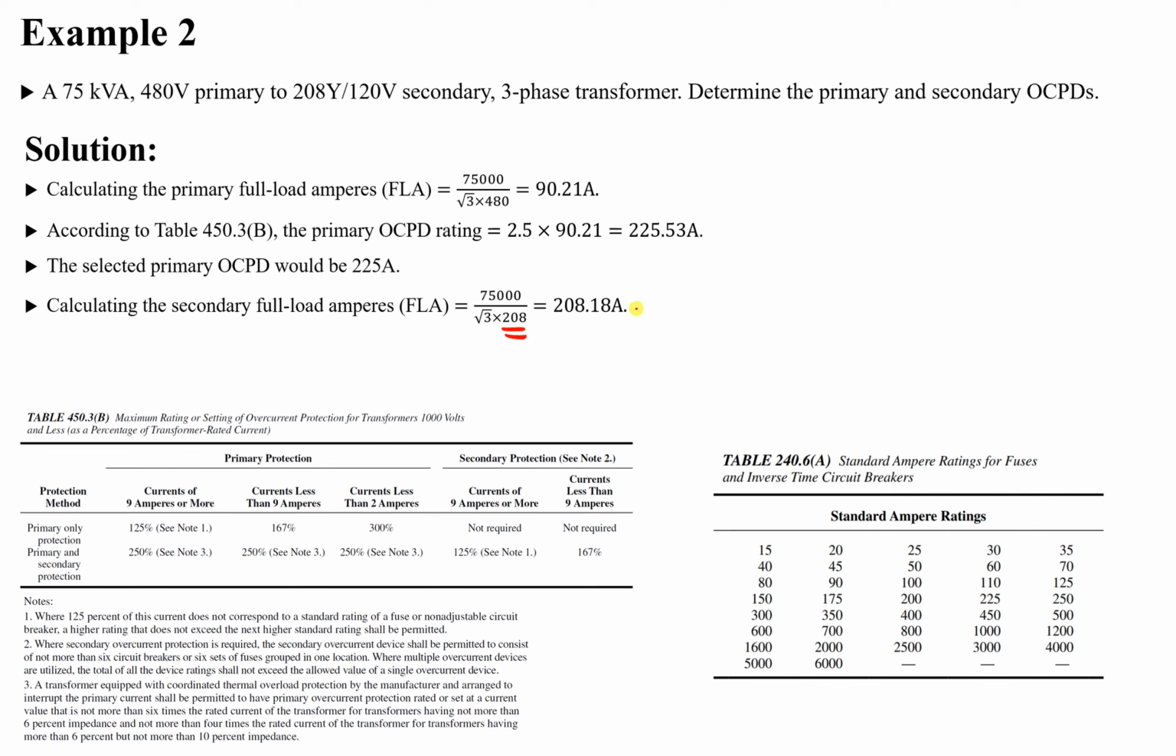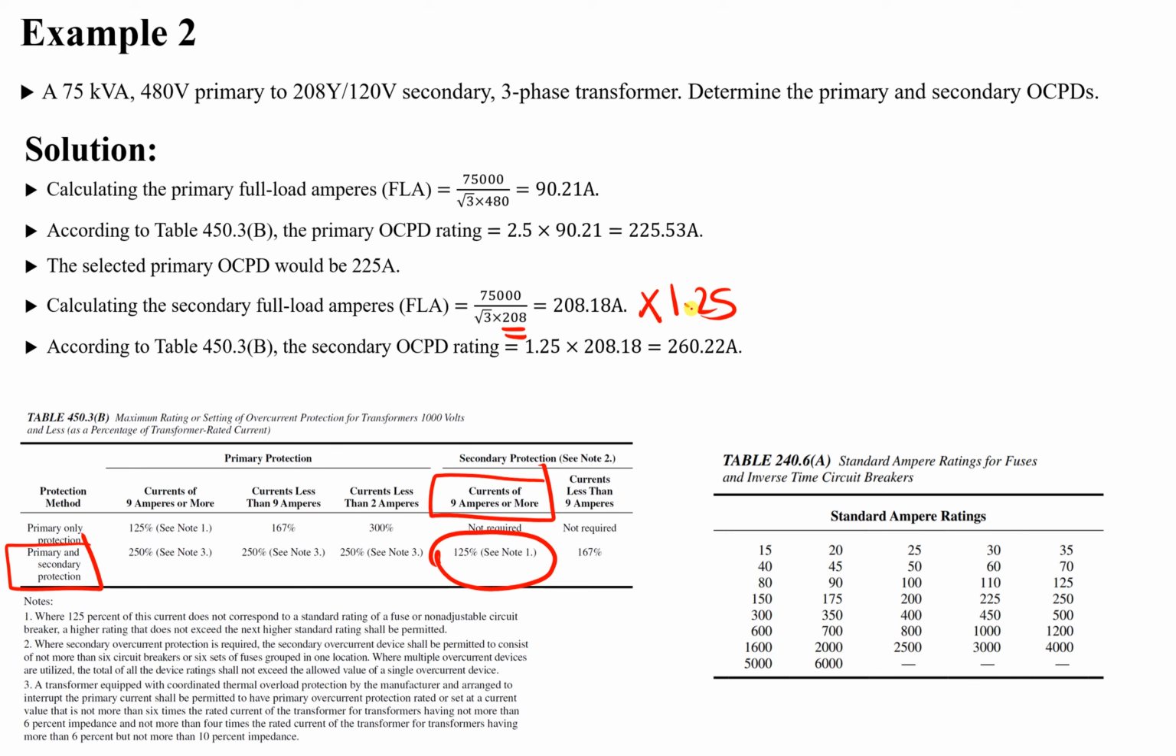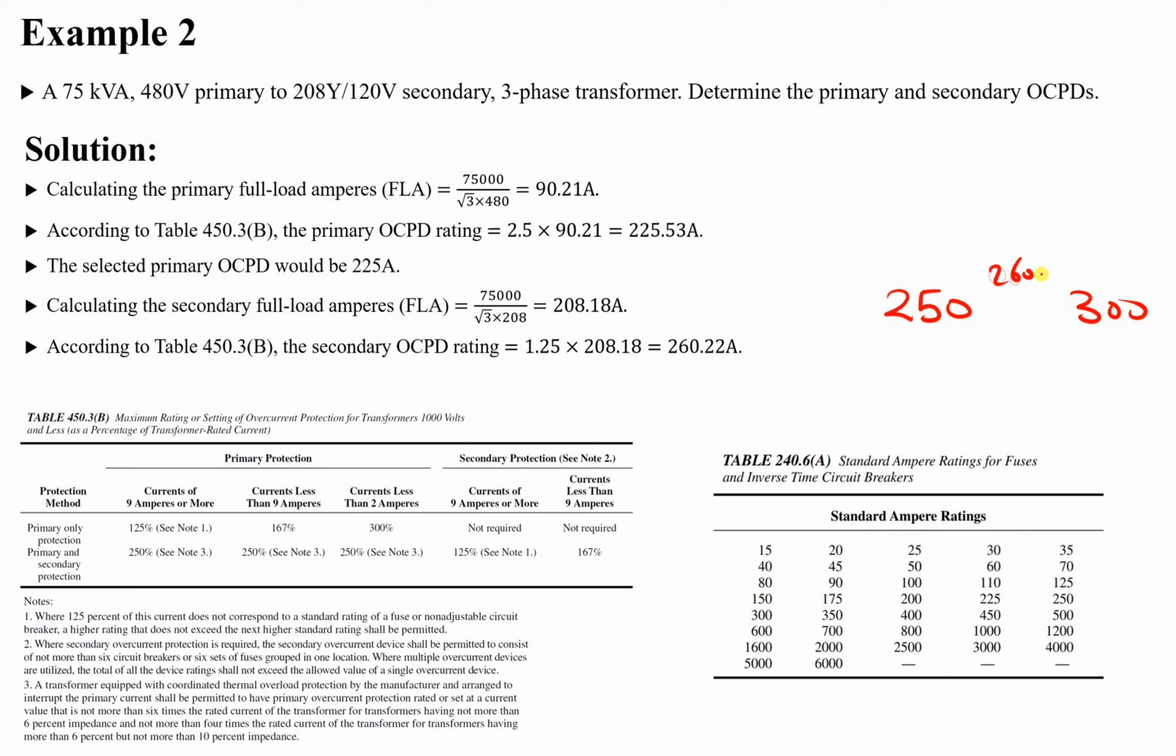So here this current is more than 9 amperes, right? And we are talking about primary and secondary. So we are going to use this one here. We are going to take this and multiply it by 1.25, like this. What you can see is that it is between 250 and 300. We are at 260.22 amperes. Which one should I select?